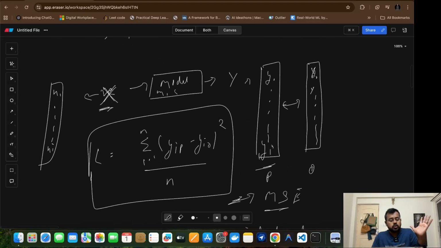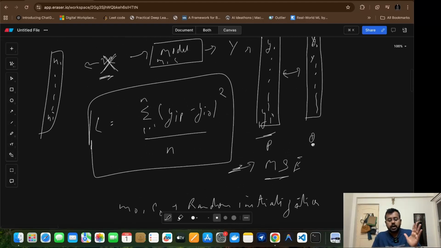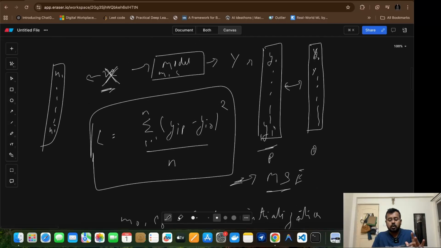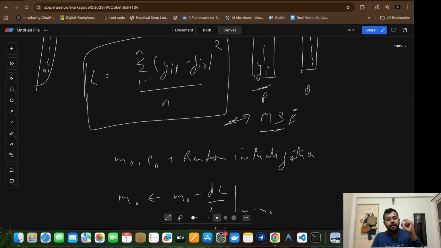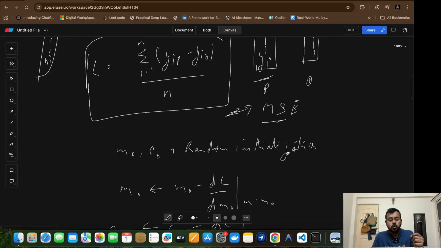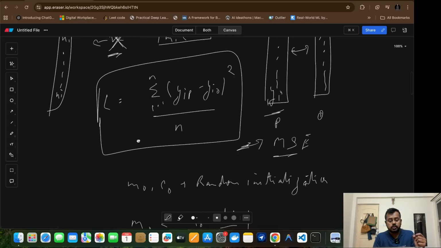Now we'll show this data to the model. It will come up with some random m naught and c naught. It will make some prediction. We will compare those predictions along with the ground truth. That's how we compute the loss. And having this loss, the m naught and c naught will be tweaked in the direction that this whole loss reduces.